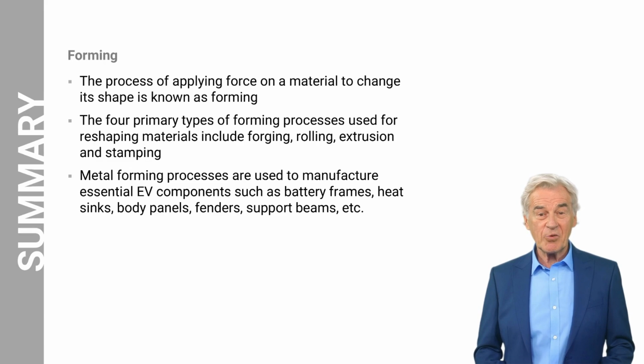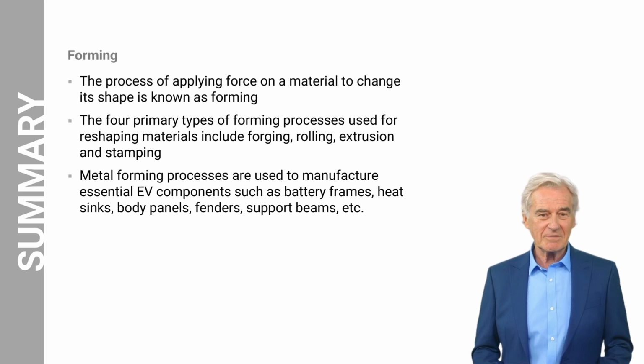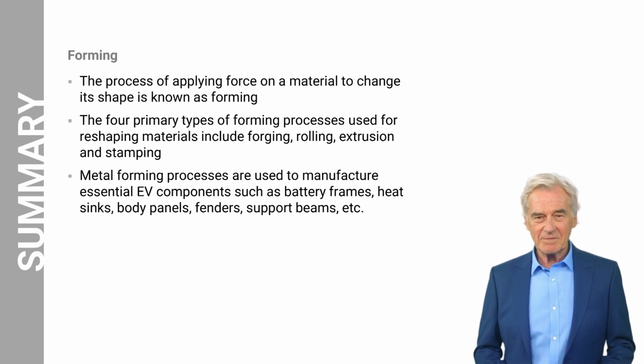In summary, forming is the manufacturing process where force is applied to alter a material's shape. Among the various forming techniques, 4 principal methods are forging, rolling, extrusion, and stamping. These metal forming processes play an important role in the production of electric vehicles such as battery frames, heat sinks, body panels, fenders, and support beams.